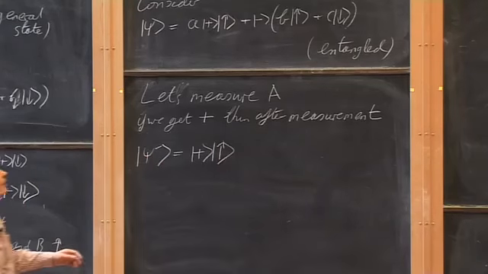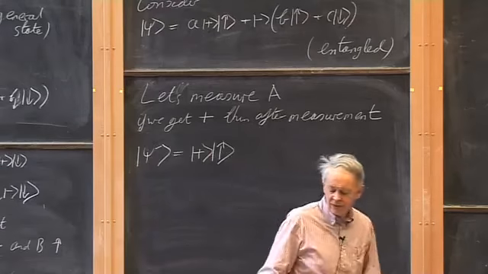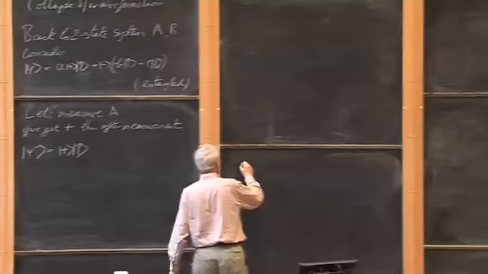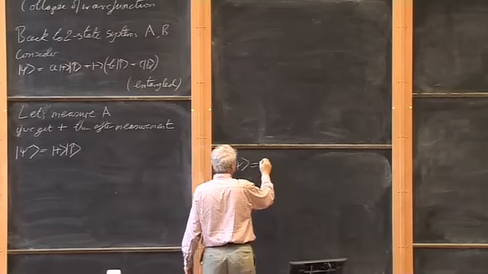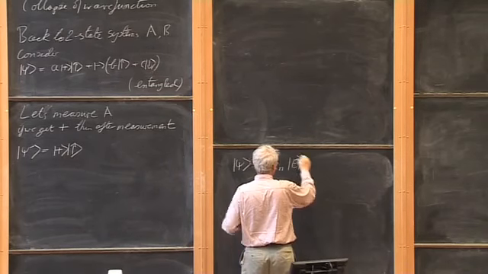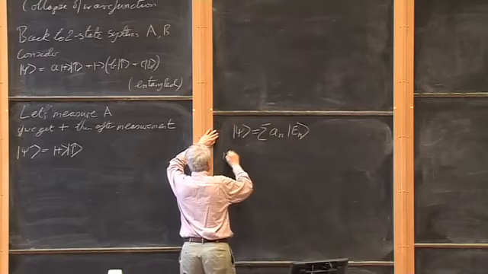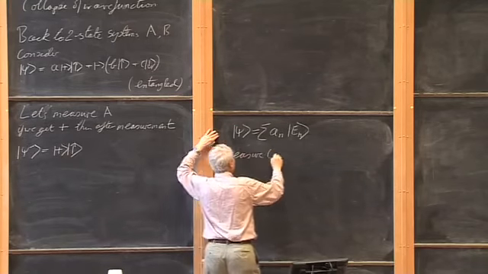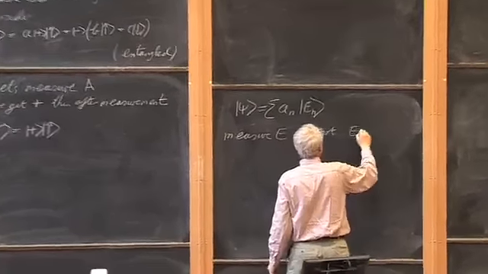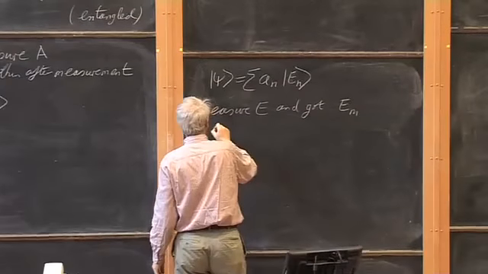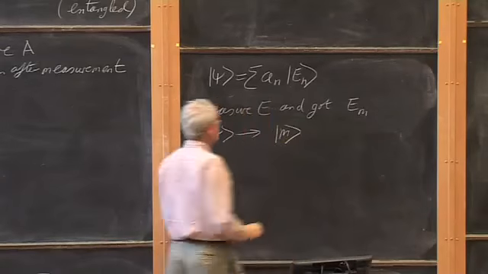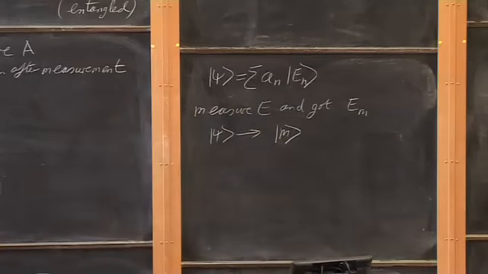Let's just remind ourselves what collapse of wave function was all about in the single system. If we had a single system, we wrote psi equal to the sum of a_n times, let us say, E_n, for example, and we measured E and got the answer E_m, then psi went to the state M, right? After the measurement, it was in this state.